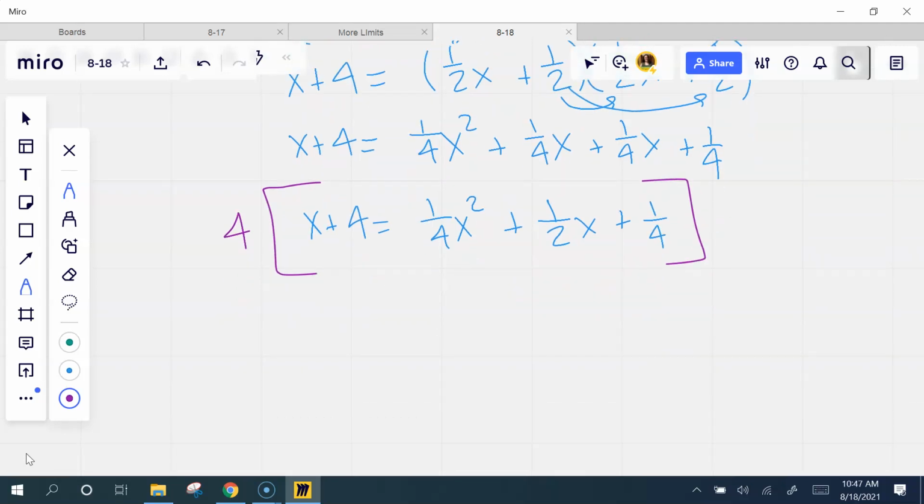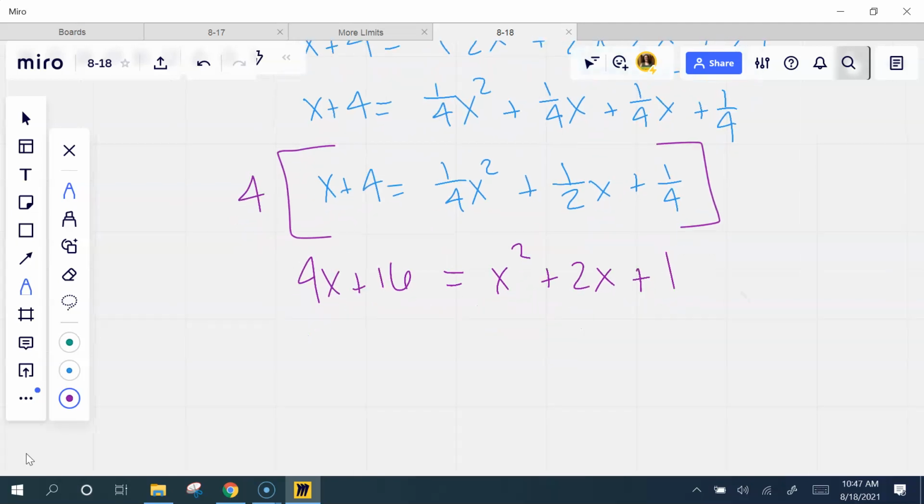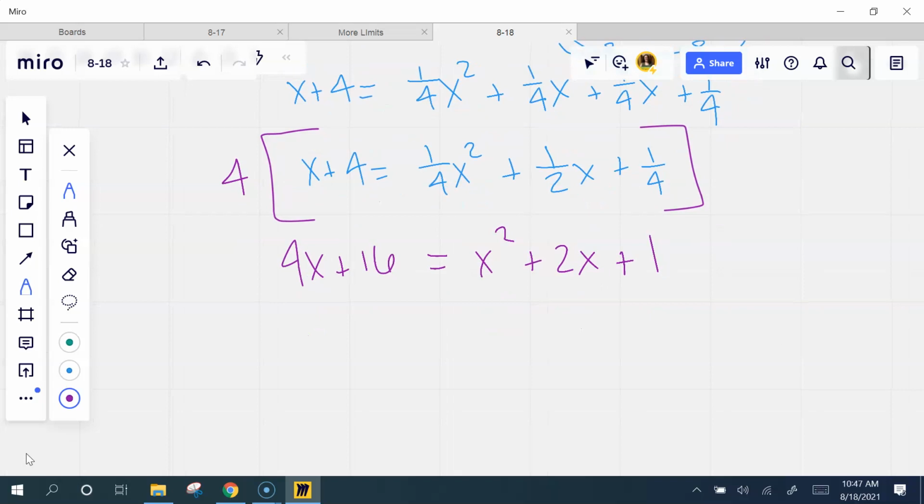So I'm going to take this 4 to everything. I'm going to do 4 plus 16 equals x squared. Half of 4 is 2, and 1/4 of 4 is 1. Does that confuse anybody? Okay. I just wanted to get rid of the fractions. I don't understand how that cancels out fractions. Well, what is 1/4 times 4? Oh, okay.